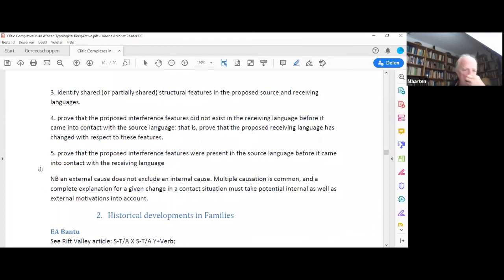Then, I think this is also an important thing that she says in the addendum at the end. An external cause does not exclude an internal cause for language change, contact-induced language change. Multiple causation is common, and a complete explanation for a given change in a contact situation must take potential internal as well as external motivations into account. So it's not one or the other, but look at both.